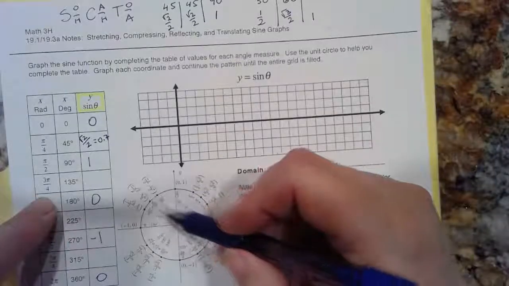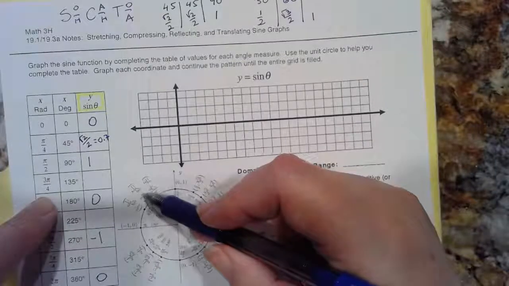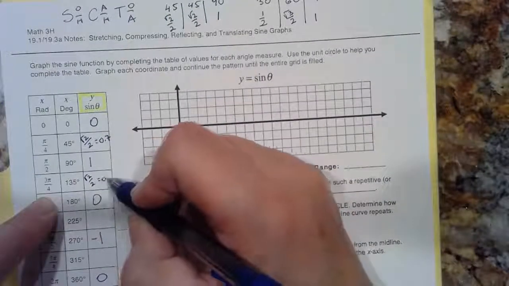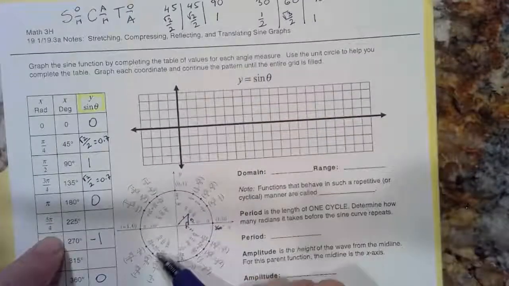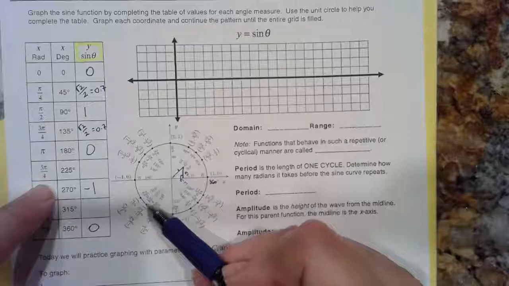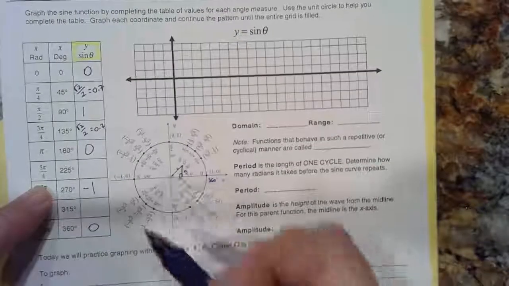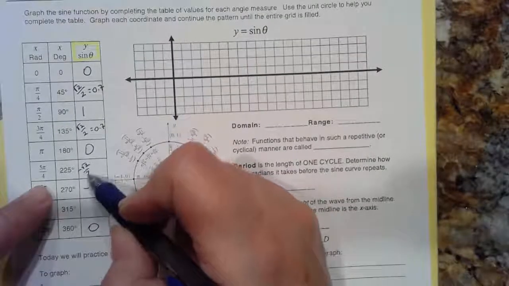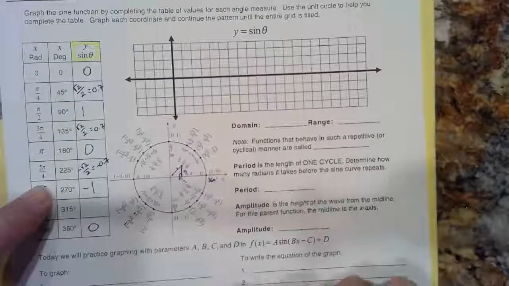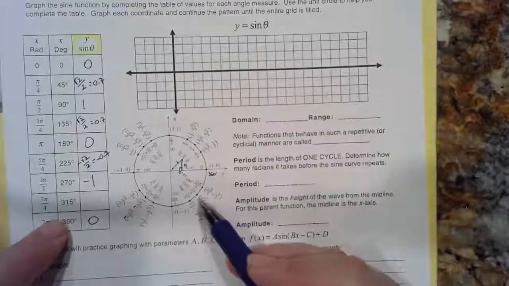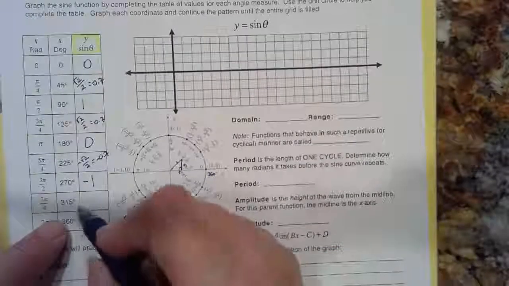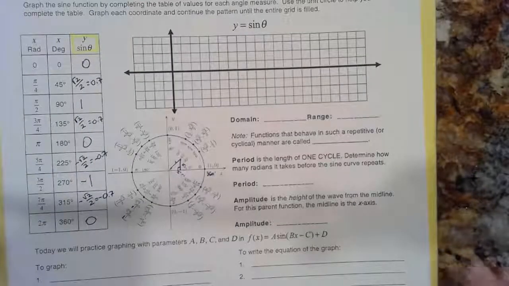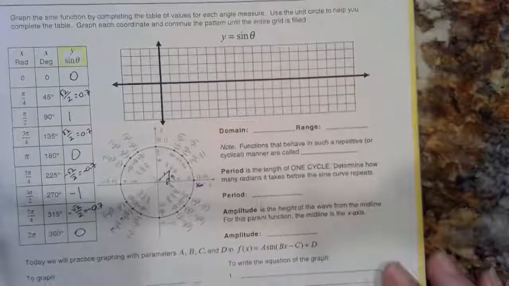3 pi over 4 is right here. That's negative radical 2 over 2 and radical 2 over 2. So that's again radical 2 over 2, or 0.7. 5 pi over 4 is over here, and notice that it's negative radical 2 over 2 and negative radical 2 over 2. So it's negative radical 2 over 2, or negative 0.7. And the last one is 7 pi over 4, which is radical 2 over 2 and negative. So it's negative radical 2 over 2, or negative 0.7. So we completed the table, and now we are going to graph.